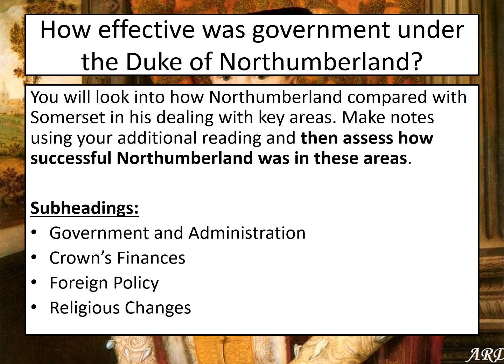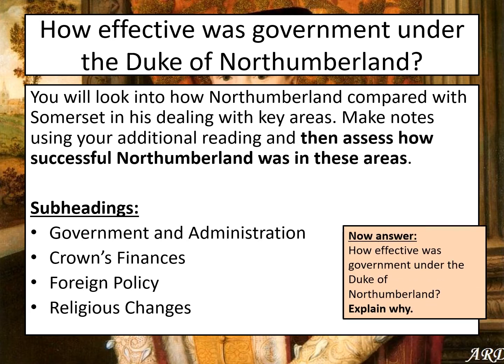Now you're going to make your notes using the additional reading I put on Show My Homework, which is called Northumberland Rule Info. And once you've finished making your notes under these subheadings, and I would like you to be quite detailed with your notes, I would then like you to assess how effective was the government under the Duke of Northumberland. I'd like you to explain why. So do you think he was generally a very successful leader with Edward? And I would like to include all 4 sections.